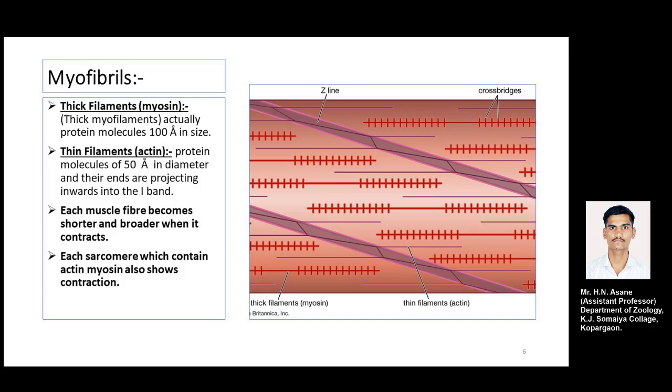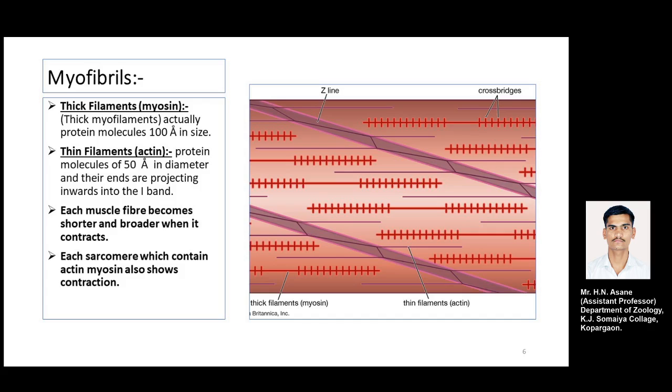These thick filaments are made of a protein named myosin. These myofilaments are actually the protein named the myosin molecule, and the size of this thick filament is 100 Angstrom. The thin filaments are composed of actin protein, and these actin molecules are 50 Angstrom in diameter, and their ends project inwards into the I band.